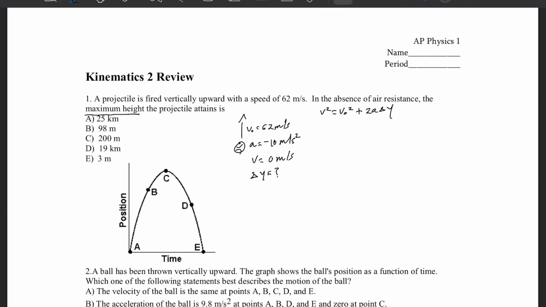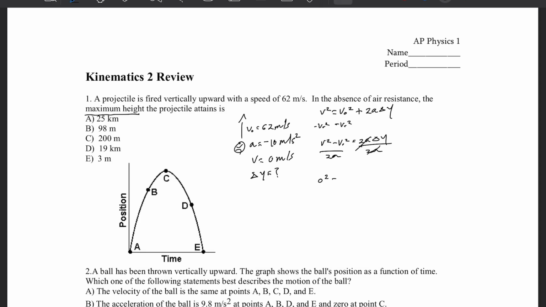The formula we would use that has all four of these variables is v squared is equal to v naught squared plus 2a delta y. In order to rearrange this formula to solve for delta y, we're going to subtract v naught squared from each side and then divide by 2a. That gives us v squared minus v naught squared divided by 2a.